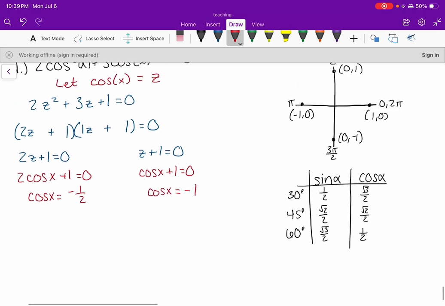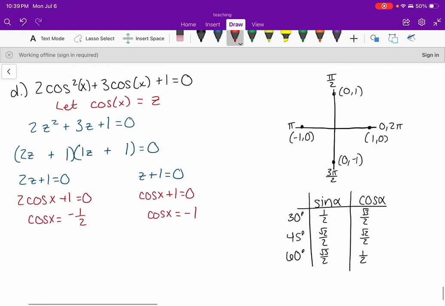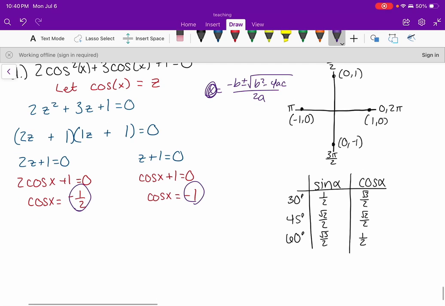What I was trying to say earlier is if you had used the quadratic formula on this, so if you had done x equals -b plus or minus the square root of b squared minus 4ac, divided by 2a, the x values that you get here are going to be -1/2 and -1. So you still need to remember to set cosine equal to those. Then from here it's the same process as what I'm going to show you.